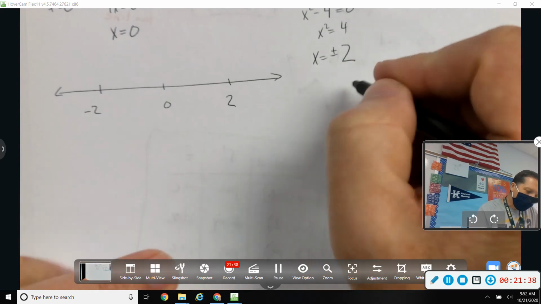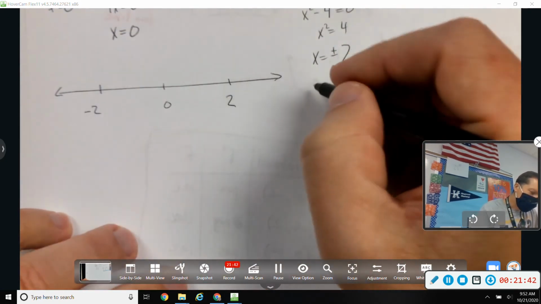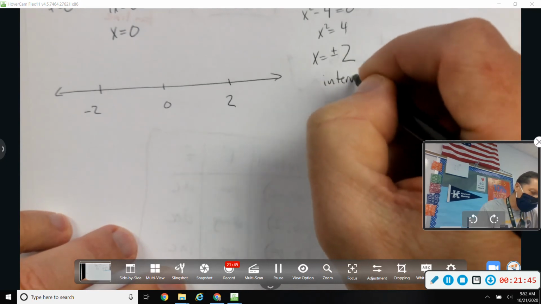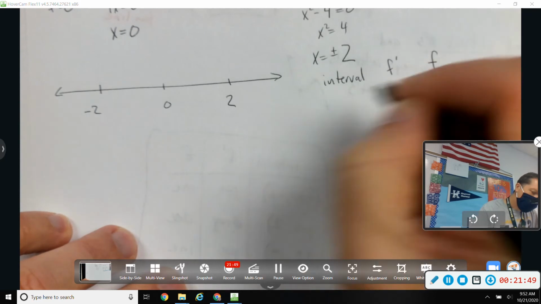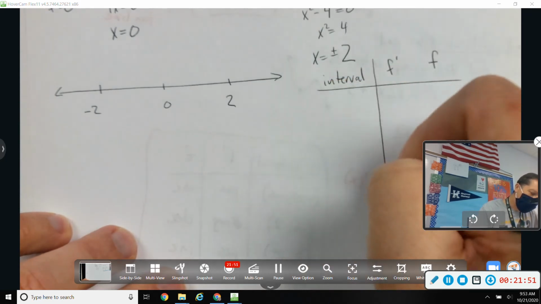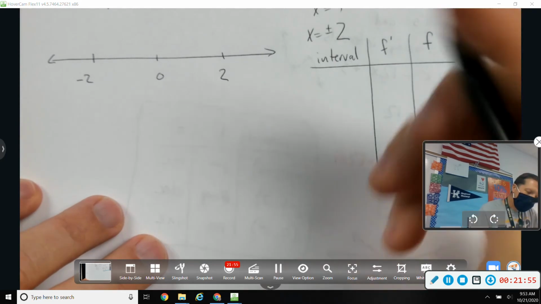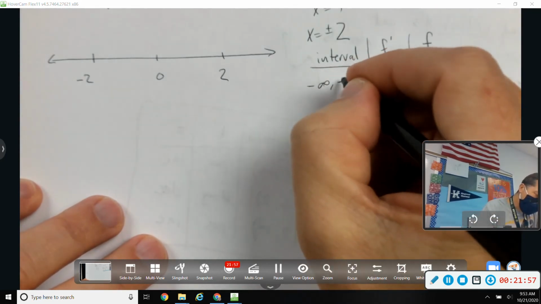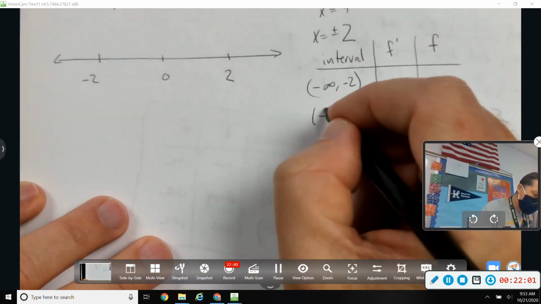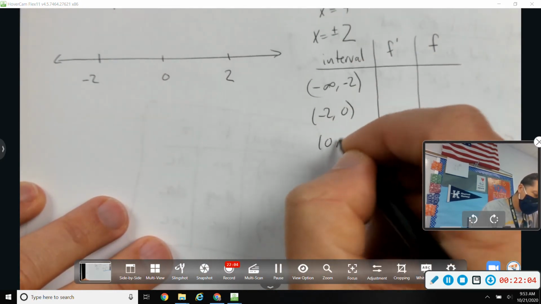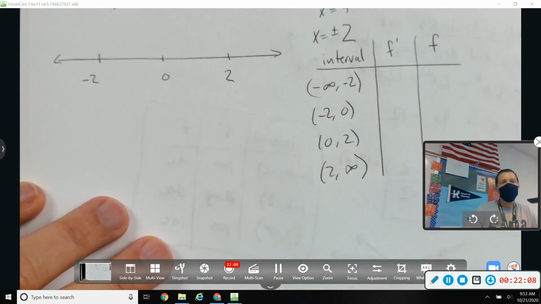You can do the table first, or you can fill out the intervals first, whichever. I'm going to set up the table. Interval, f prime, and f. So the intervals go from -infinity to -2. I got 4 intervals this time. -2 to 0, 0 to 2, 2 to infinity.